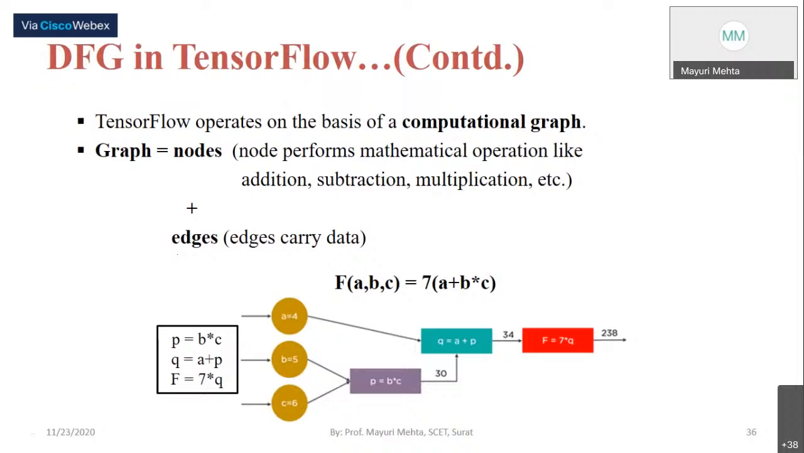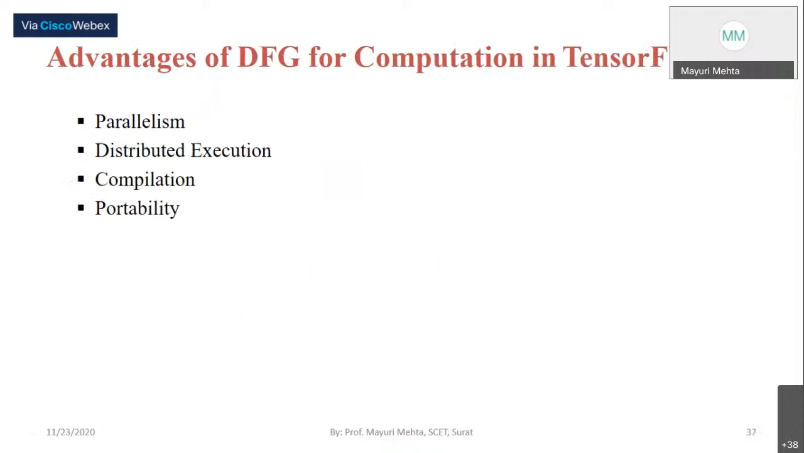So you can build a data flow graph in Python, store it in a saved model, and you can restore it later in a C++ program for low latency inference, right? So it supports portability also. So these are the reasons why DFG is used for computation in TensorFlow.